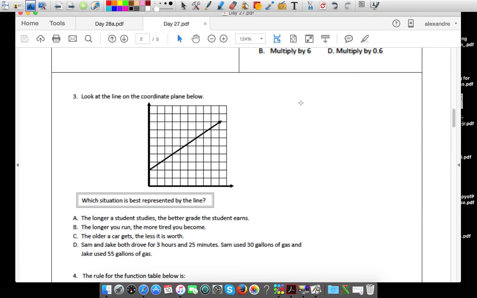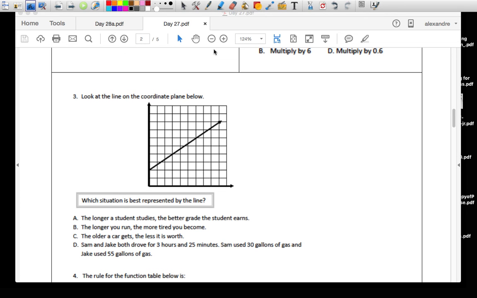Look at the coordinate plane below. Which situation is best represented by the line? The longer a student studies, the better grade the student earns. Okay, so let's see. Well, that makes sense. If these are my grades, for example, and these are my hours, the more hours I study, the better is my grade. That works.